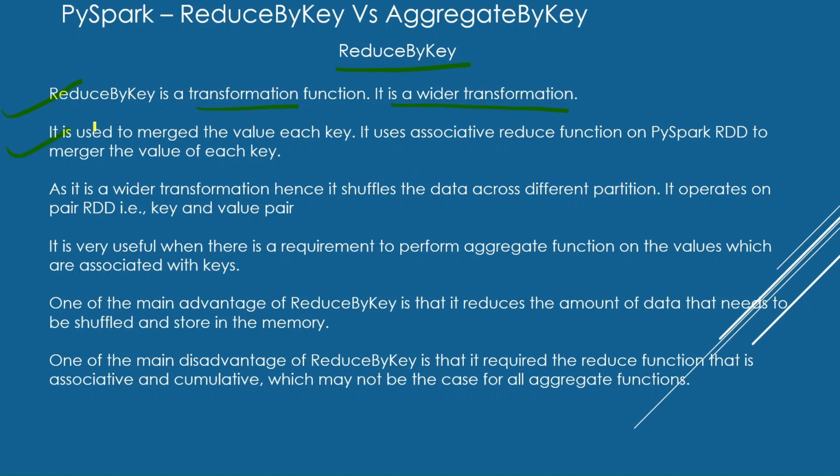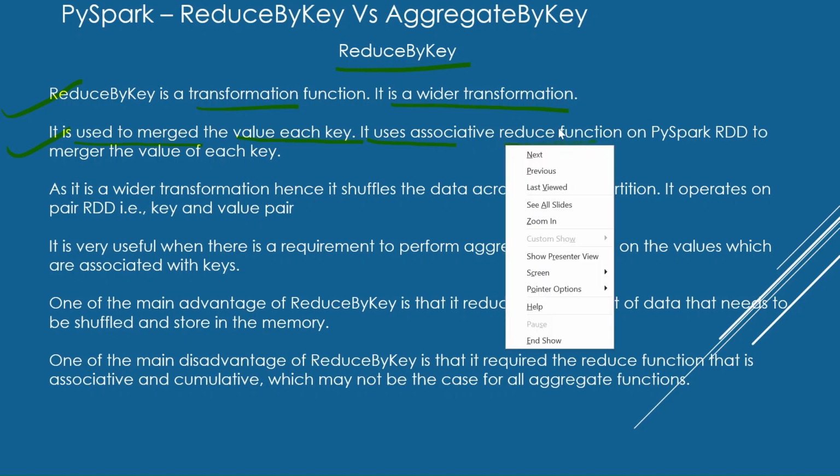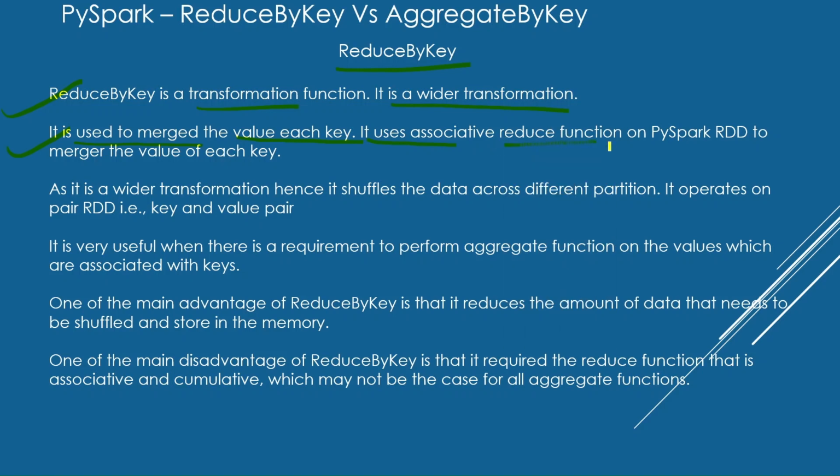It is used to merge the values of each key. It uses an associative reduction function on a PySpark RDD to merge the values of each key. It is a wider transformation, hence it shuffles the data across different partitions. It operates on a pair RDD, that is, key and value pairs.